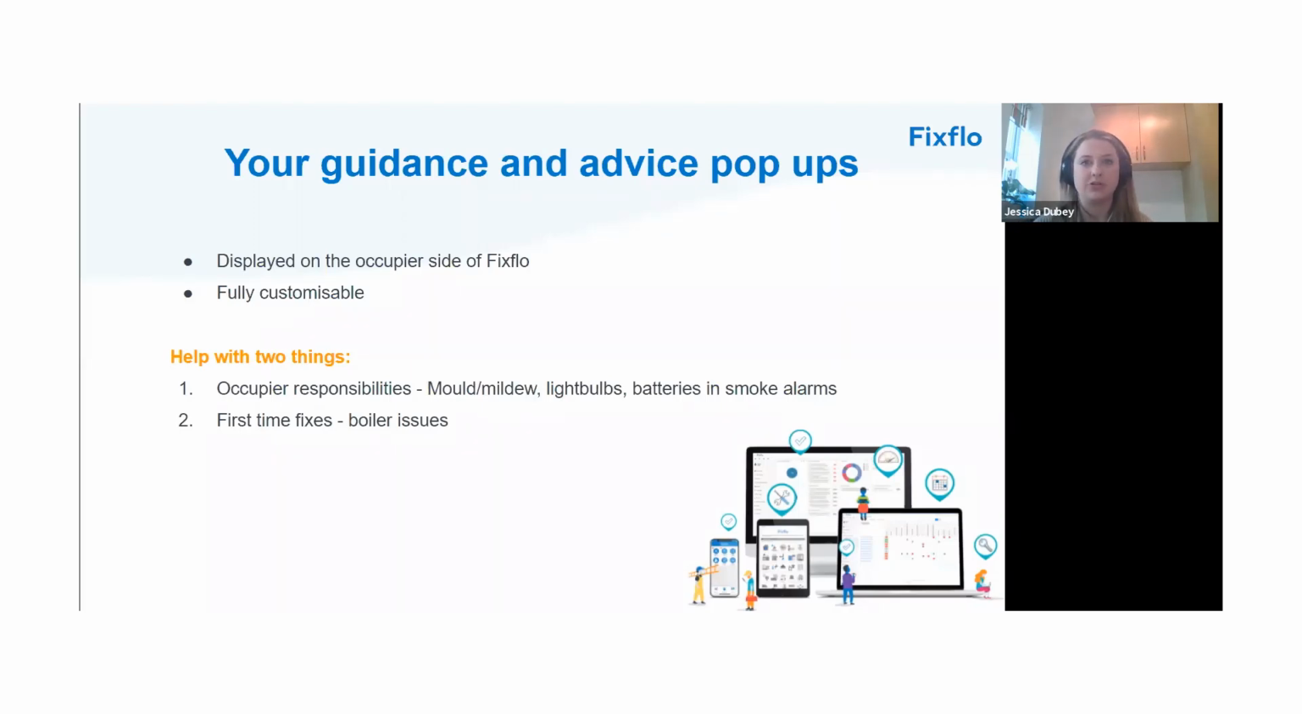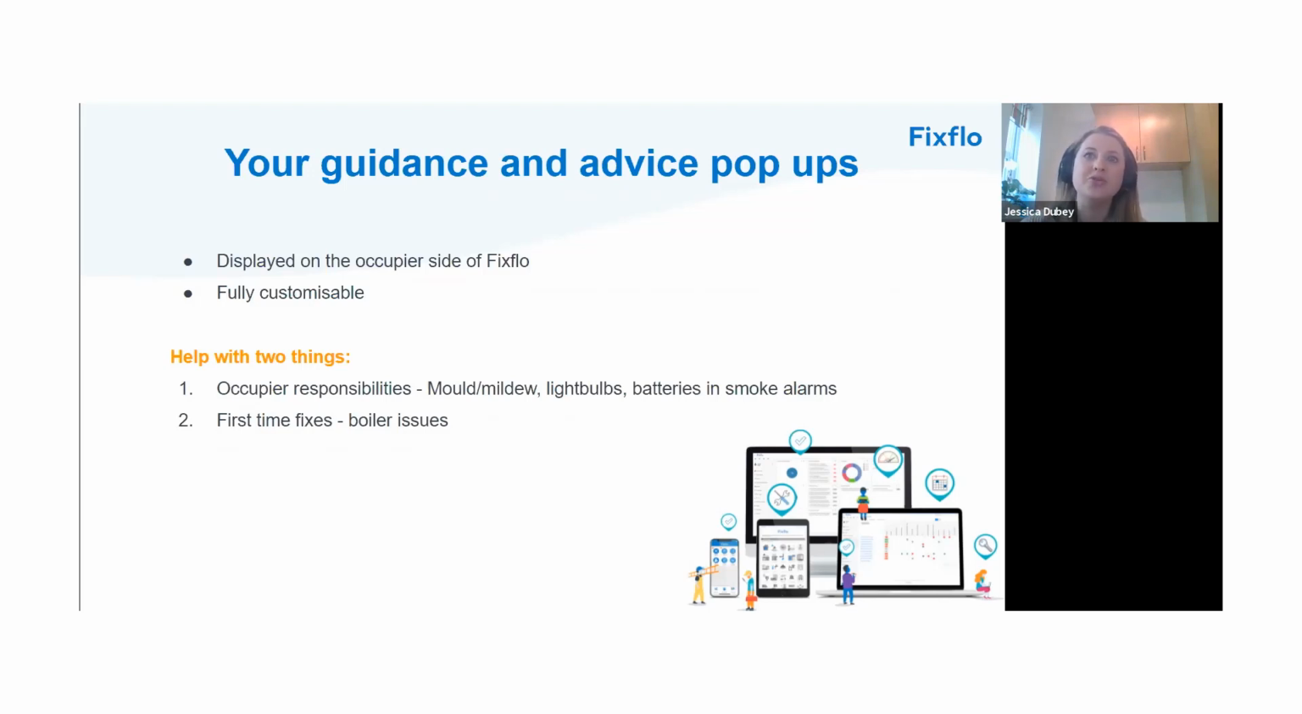As well as occupier responsibilities, these guidance and advice pop-ups can be fantastic for first-time fixes. I'm talking about things such as boiler issues here. It's really common where people report issues about their boiler, but actually it's something that occupiers can fix at home themselves. It could simply be they need to turn up the pressure or that they need to perhaps top up the meter. Anything like that.